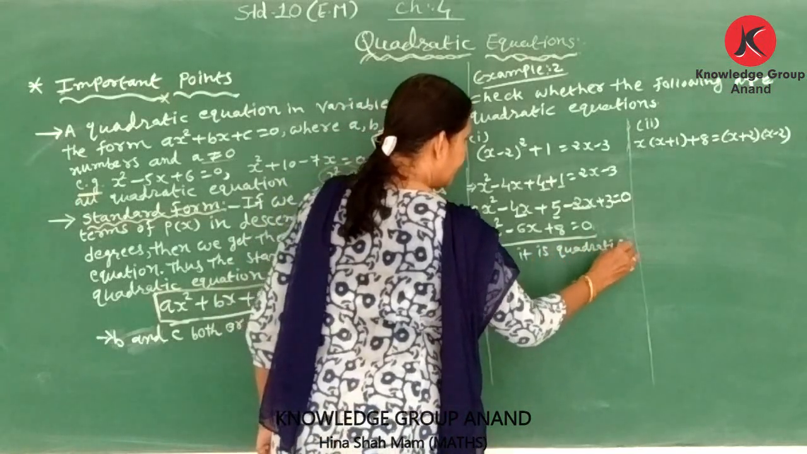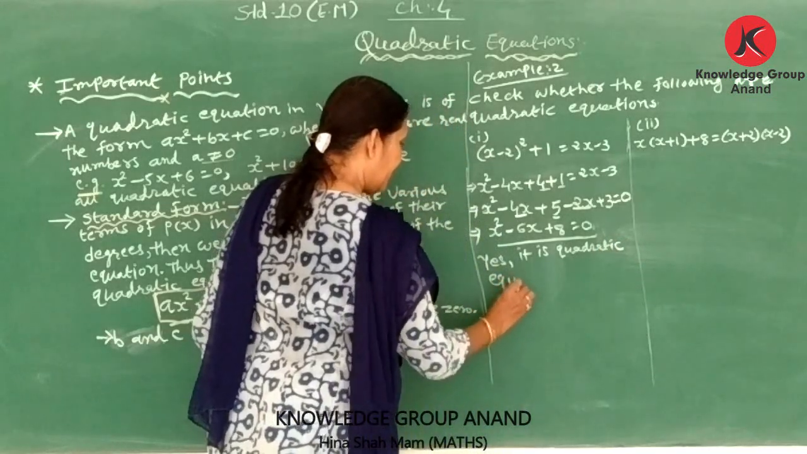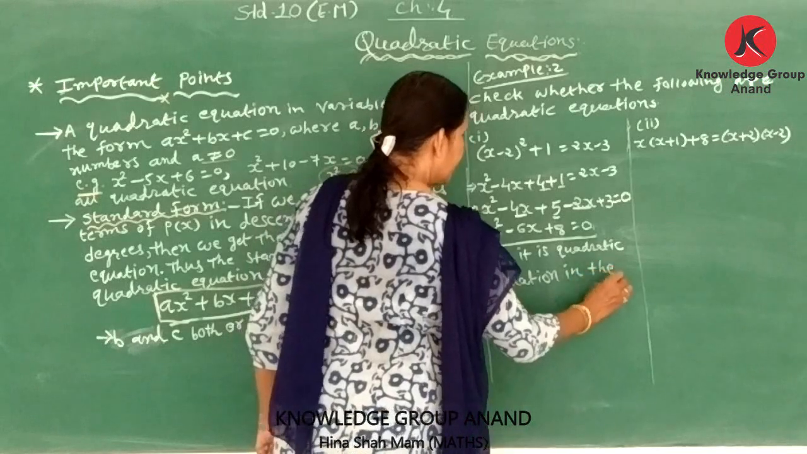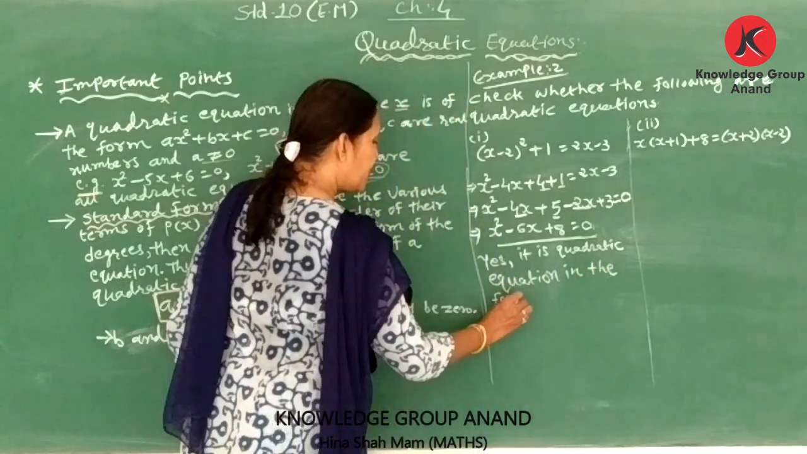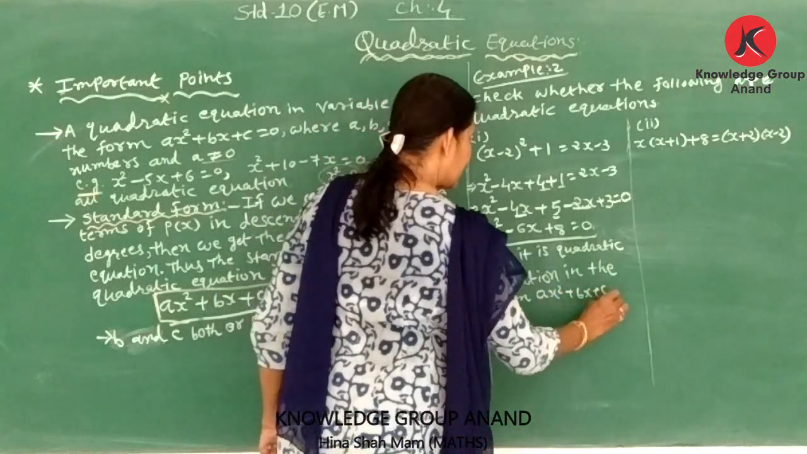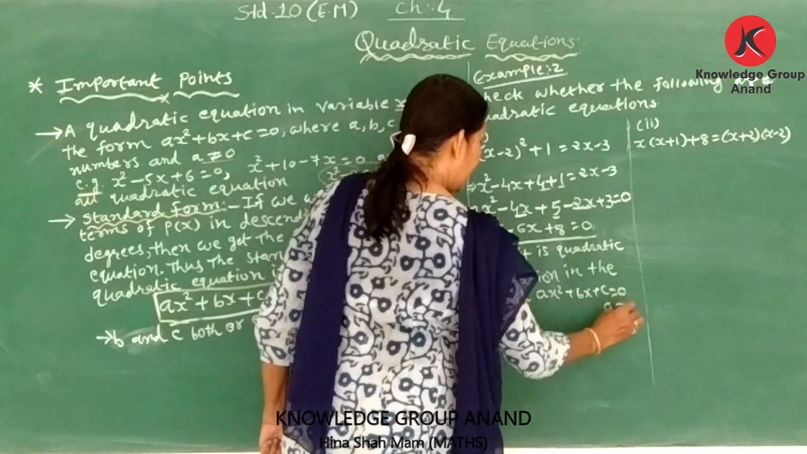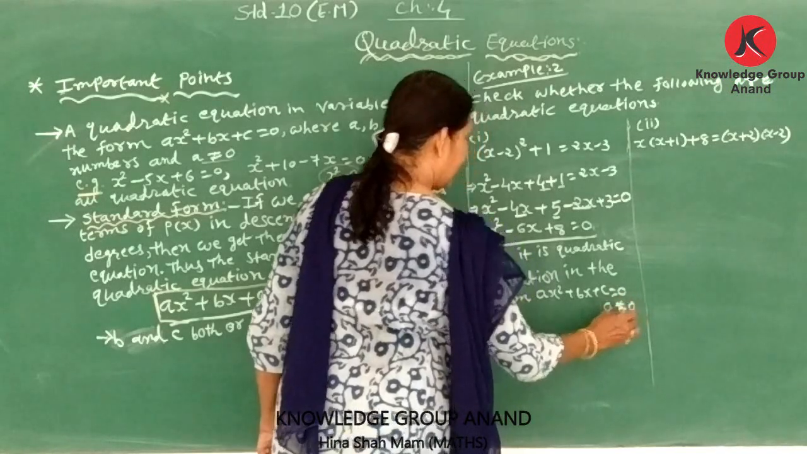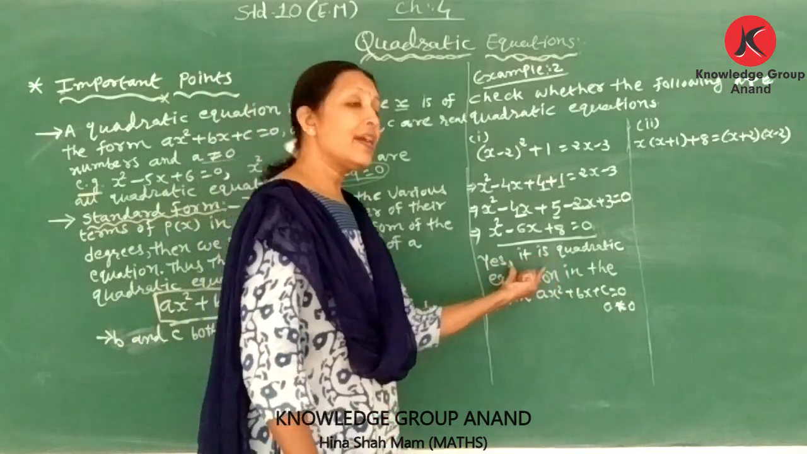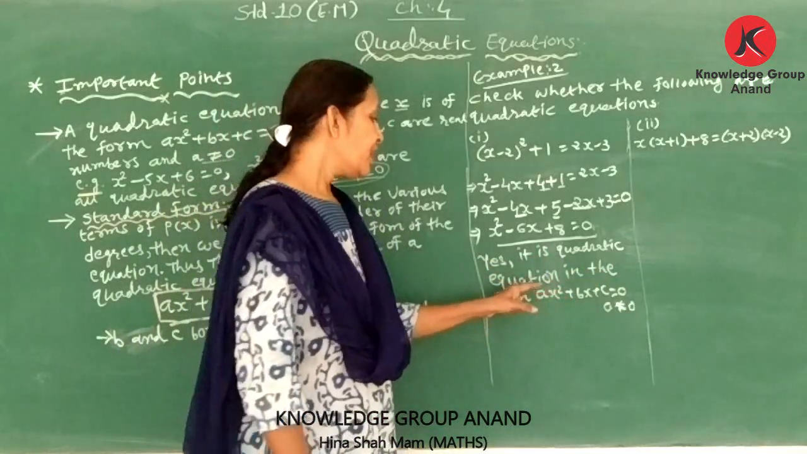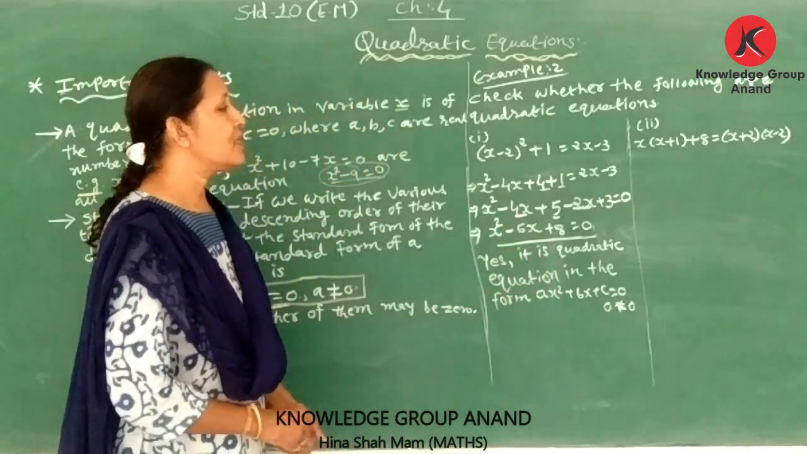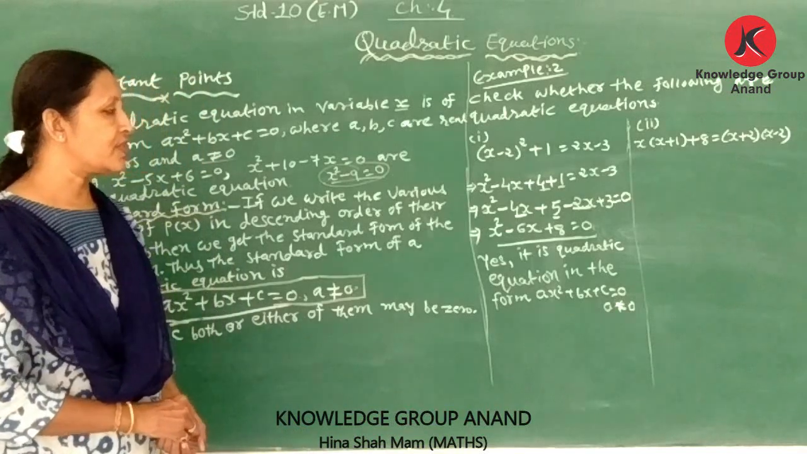quadratic equation in the standard form. Which is the standard form? It is ax square plus bx plus c is equal to 0, a is not equal to 0. You write only this as it is. Yes, it is a quadratic equation in the form ax square plus bx plus c is equal to 0, a is not equal to 0.